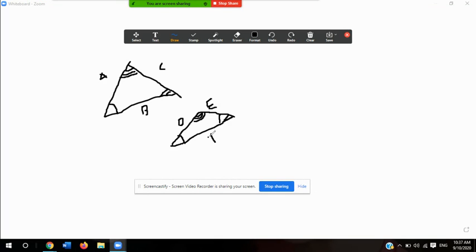Let me see if I can fix this arc mark here so it looks a little better, and see if I can draw one better here. That way I can just delete this one. So it looks a little better. This one is supposed to have two arc marks. Let's see if I can fix it. One, and two. Okay.